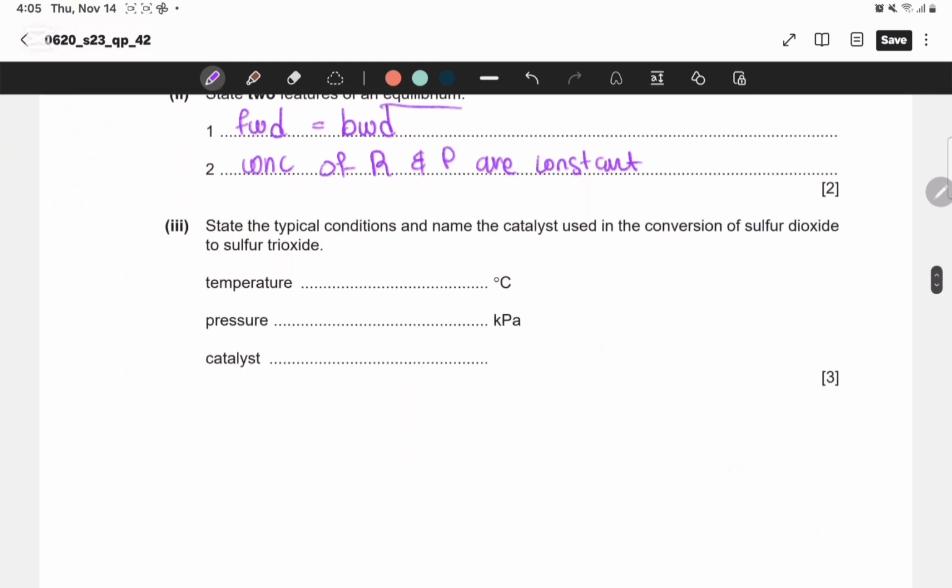Okay? State the typical conditions and name the catalyst used in the conversion of sulfur dioxide to sulfur trioxide. We know that the temperature is always in contact on Haber process for 150 degrees Celsius, and the pressure is 200 kilopascals or 2 atm, and the catalyst is vanadium pentoxide, or you can say V2O5.